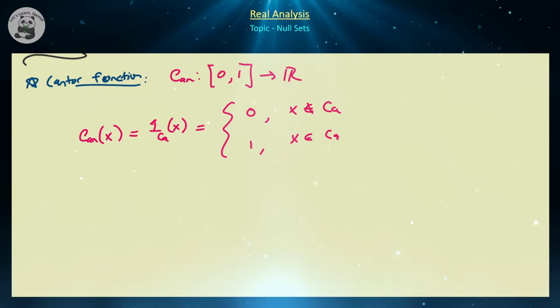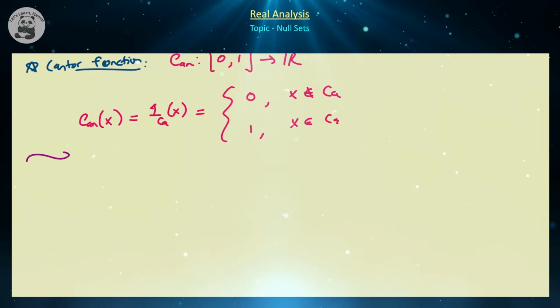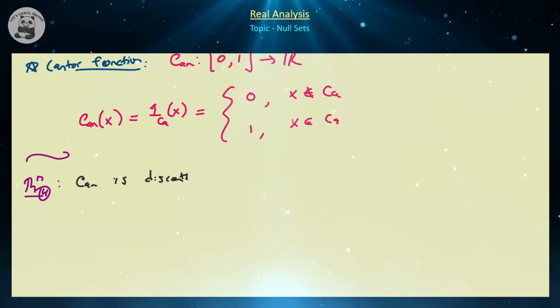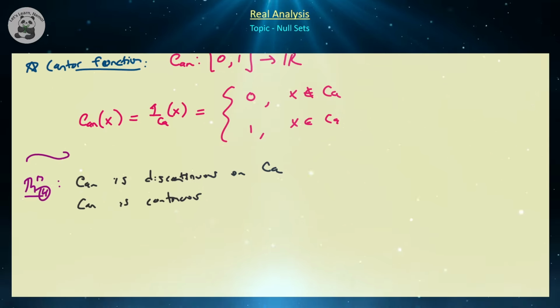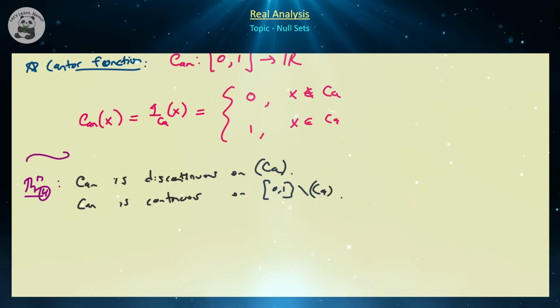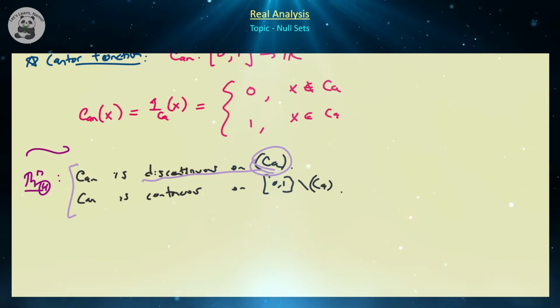All right, so here's our Cantor function, and let's state a couple of properties that are maybe a challenge to prove on their own, but definitely not impossible. One can show the Cantor function is discontinuous on the Cantor set, and it is continuous on its relative complement with respect to [0, 1]. Okay? So if that is the case, then what exactly do we have? The Cantor function has a set of discontinuities that is the Cantor set.